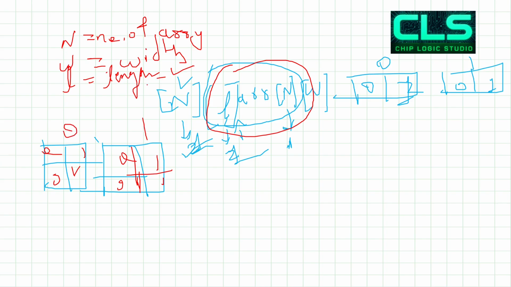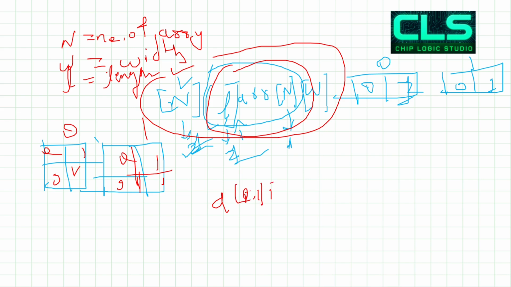If you have given n equal to 1, w equal to 1, I will write again, A is here, 0 to 1, 0 to 1, 0 to 1, 0 to 1. So this thing you have given, so there will be 4 boxes now.